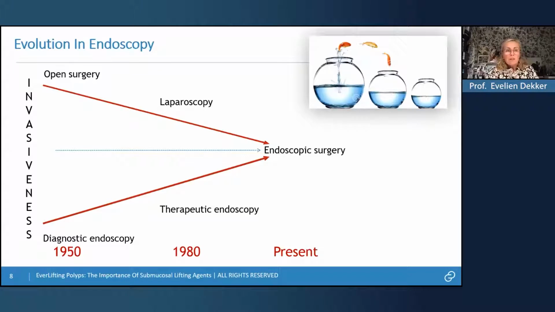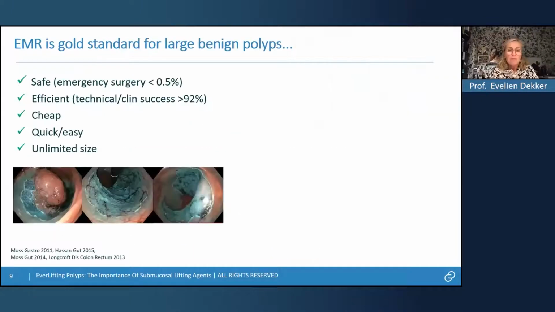In the past years, a large evolution has happened in endoscopy, whereas the surgeons have moved from invasive surgery, open surgery, to laparoscopy, and now even endoscopic surgery. We have moved the other way around. We have moved from diagnostic endoscopy to more and more therapeutic endoscopy, and now I would say we perform endoscopic surgery as well. So we are meeting as others, as surgeons and endoscopists.